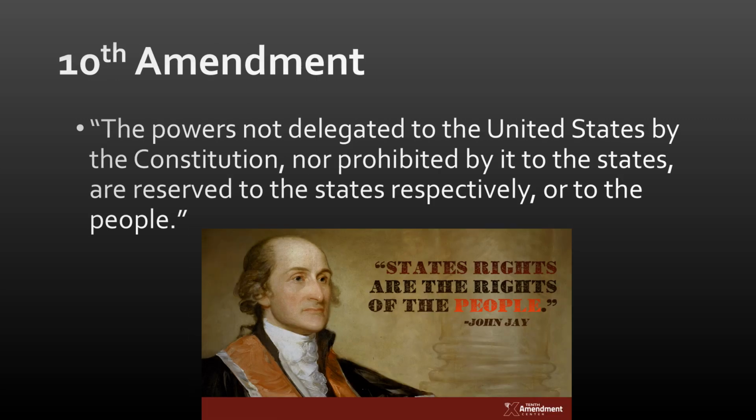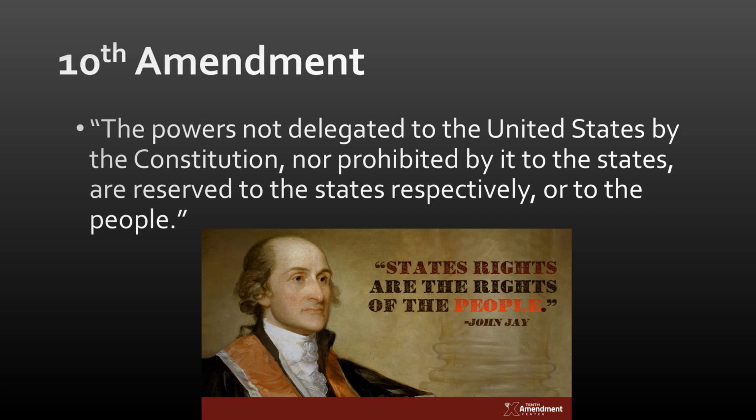So let's look at the 10th Amendment. Here's the text of the 10th Amendment. This is the entirety of the 10th Amendment. The powers not delegated to the United States by the Constitution, so if it wasn't given to the federal government by the Constitution, nor prohibited by it to the states, so it didn't say the states can't do it, those powers are reserved to the states respectively, or to the people.